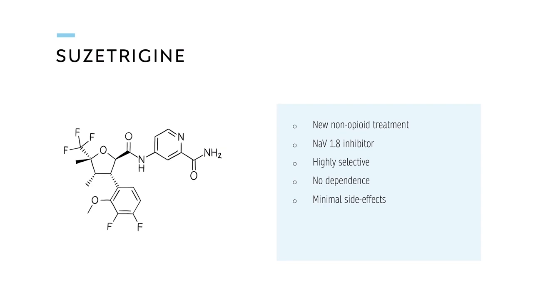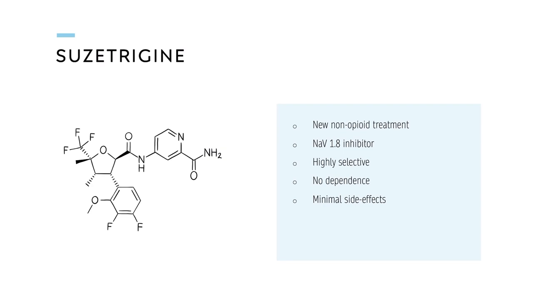For a while, there was minimal progress in research for finding better treatment options to replace opioid drugs in managing acute pain. Opioids can have many negative side effects and high risk of addiction, which is why it's so important to find safer and more effective alternatives for treating acute pain. Suzetrigine is a non-opioid drug that was recently approved by the FDA for the treatment of acute pain.